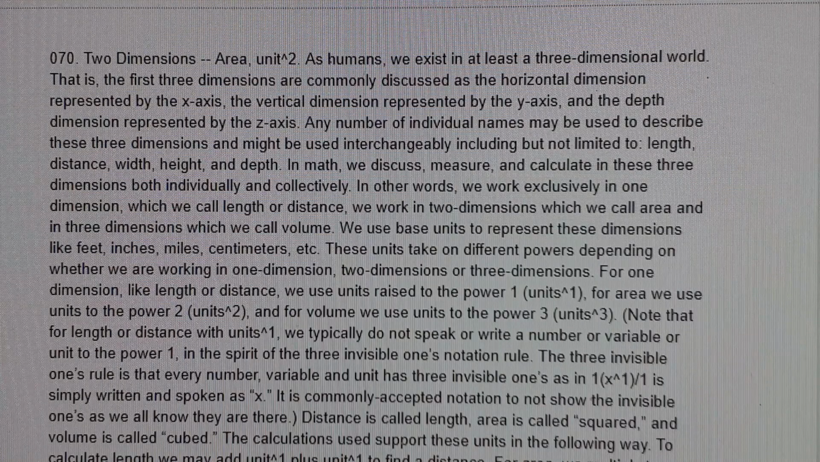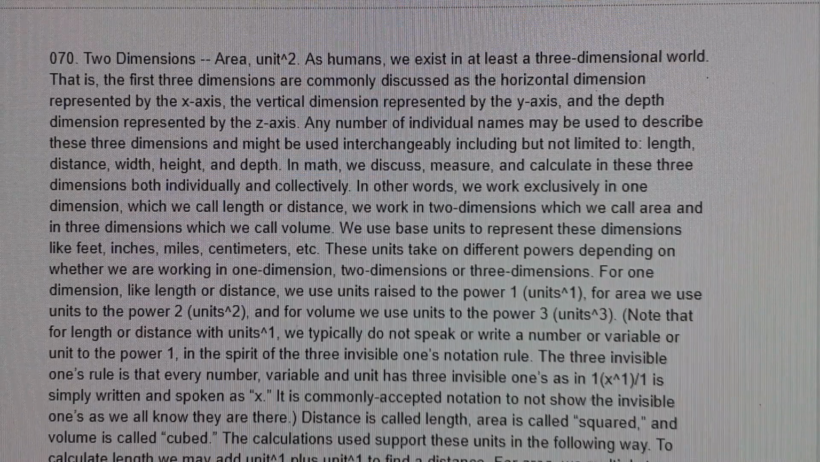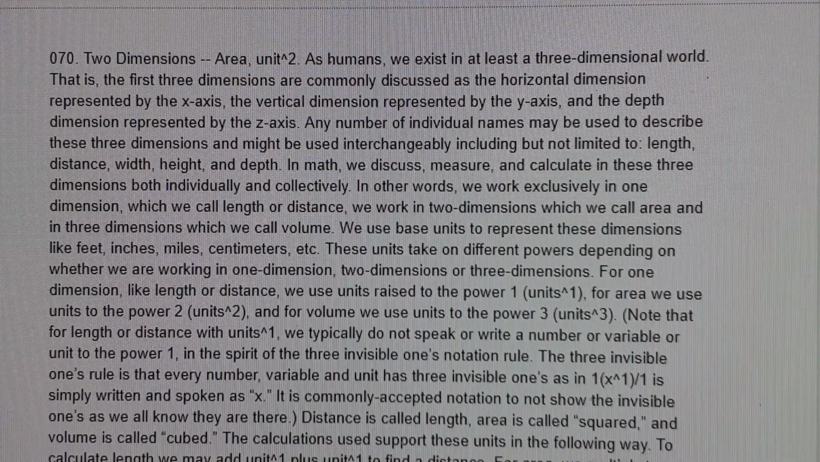That is, the first three dimensions are commonly discussed as the horizontal dimension, represented by the x-axis, the vertical dimension, represented by the y-axis, and the depth dimension, represented by the z-axis. Any number of individual names may be used to describe these three dimensions and might be used interchangeably, including but not limited to length, distance, width, height, and depth.